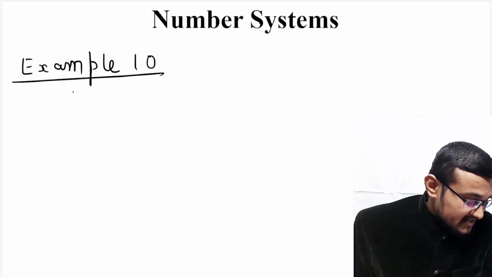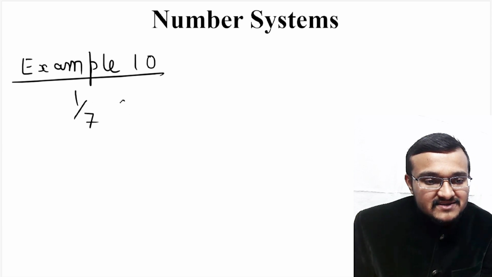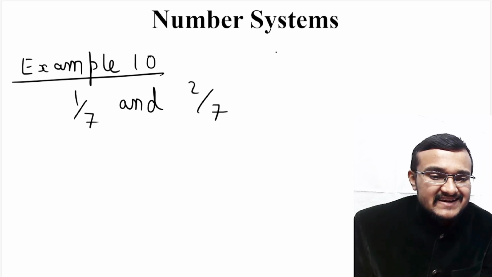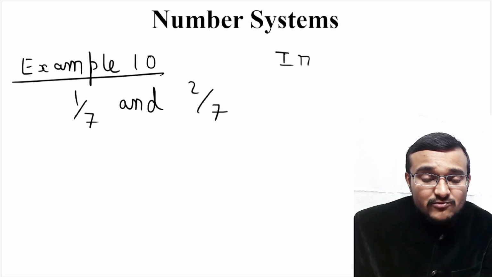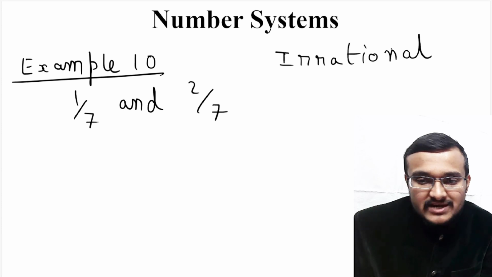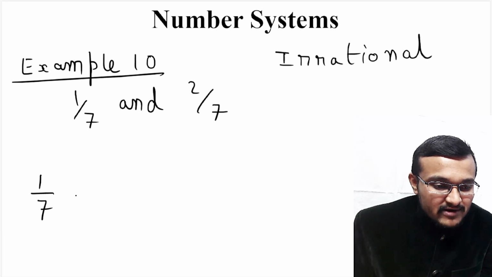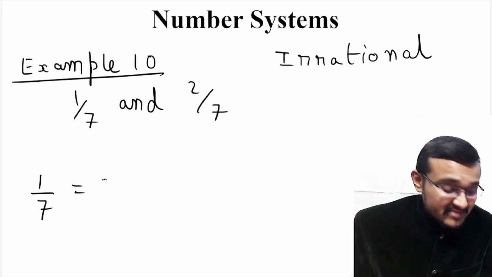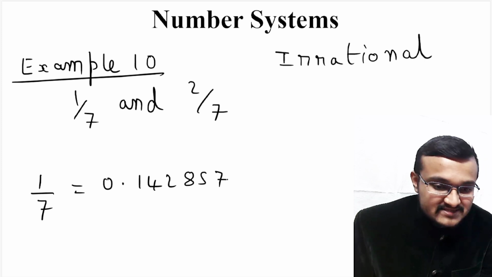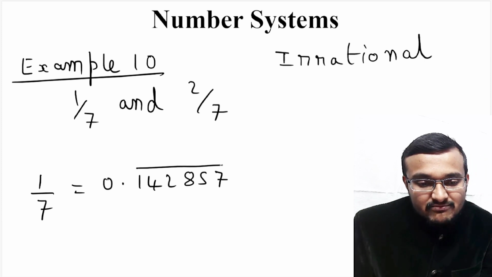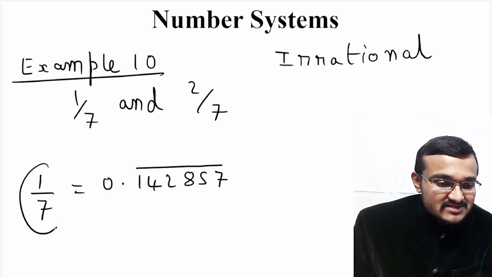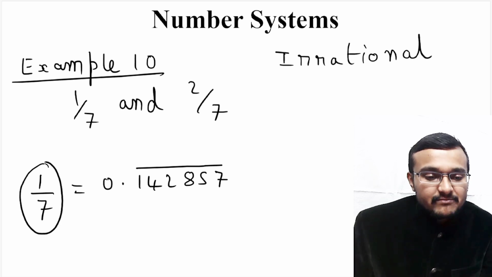So in example 10, you have to find irrational numbers between 1 by 7 and 2 by 7. Write any one irrational number in between 1 by 7 and 2 by 7. So now in order to do that, you can just take the value of 1 by 7. So what is the value of 1 by 7? The value of 1 by 7 is 0.142857. So again this particular number is recurring. So that means here also a recurring number is coming. So that means this 1 by 7 is a rational number.